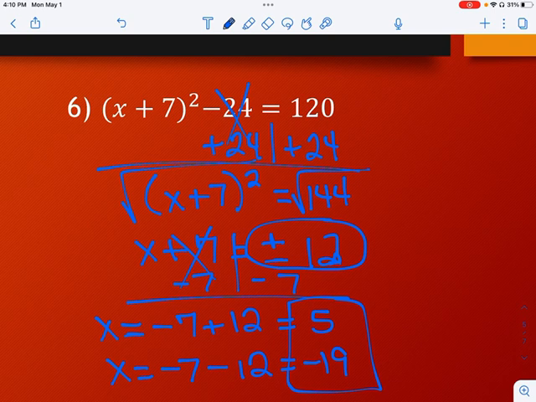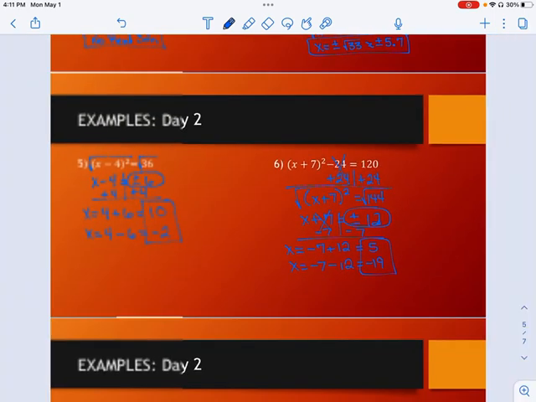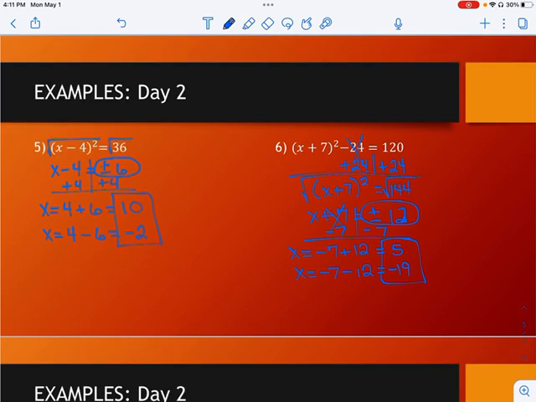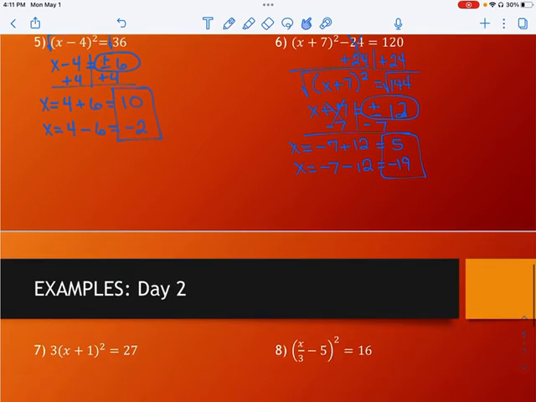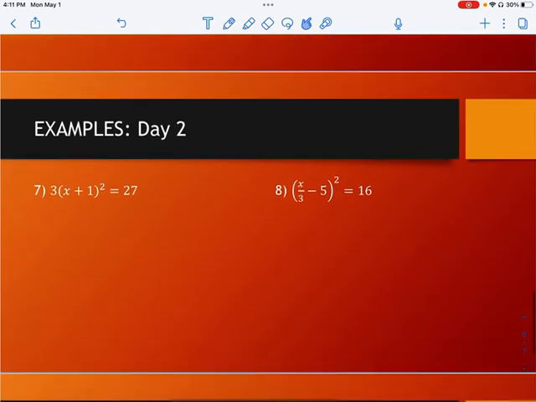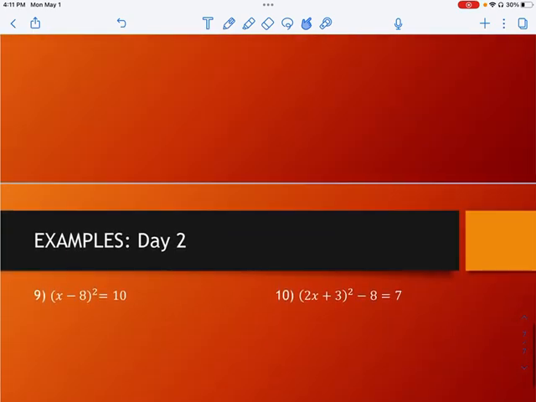If you want to check them, you're welcome to. You just go 5 plus 7, which is 12. 12 squared is 144, minus 24 would be 120. If you plug negative 19 in, you get negative 19 plus 7 is negative 12. Negative 12 squared is 144 minus 24 equals 120. So just know that's how we handle that positive and negative piece that is going along through the problem here.